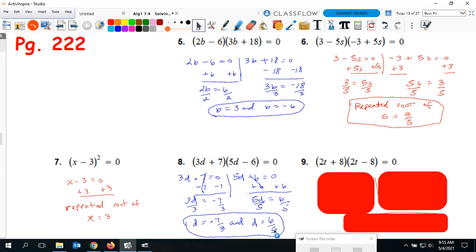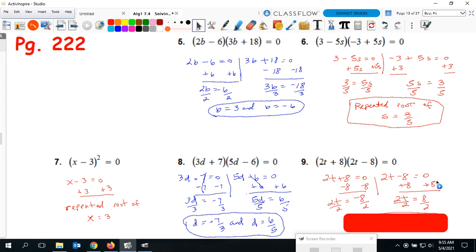That's okay to do. For number 9, these ones are very similar. They're just going to be different signs. So you're going to have the same number answer, but one's going to be positive and one's going to be negative. So for this one, 2t plus 8, that will equal 0. Subtract 8 and divide by 2. We're going to get a negative 4 for the one on the left.